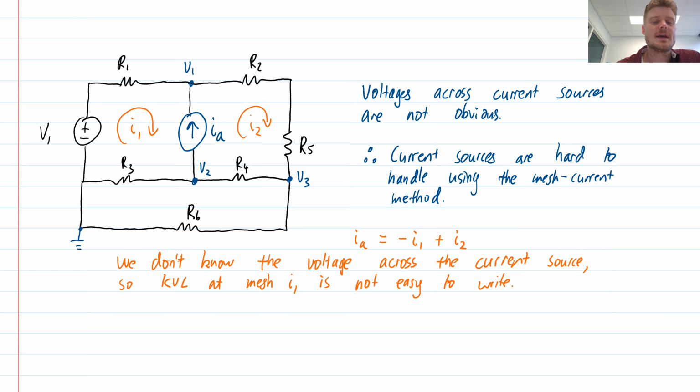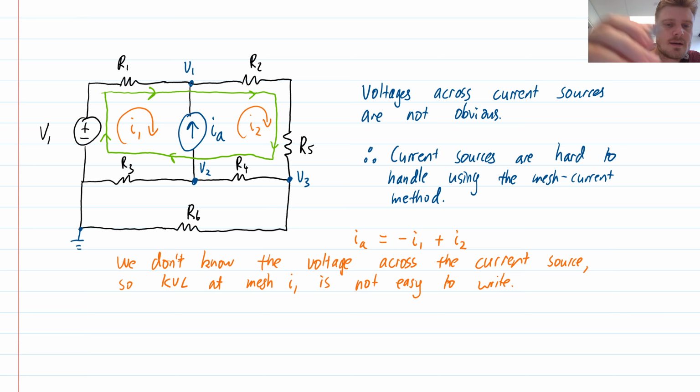The solution to this is the concept of a super mesh. To define a super mesh, I define a path that cuts all the way around the offending current source. I can call this thing here the super mesh. And what I do is write KVL around the entire super mesh, going all the way around the outside. Kirchhoff's voltage law applies to any path through a circuit, so I can write KVL for any path, including this super mesh.